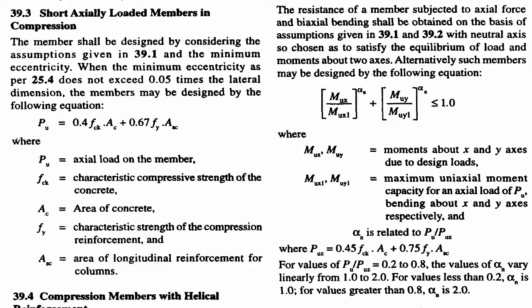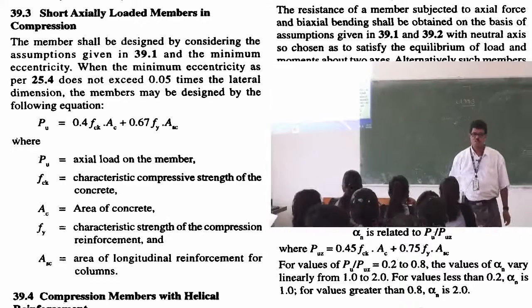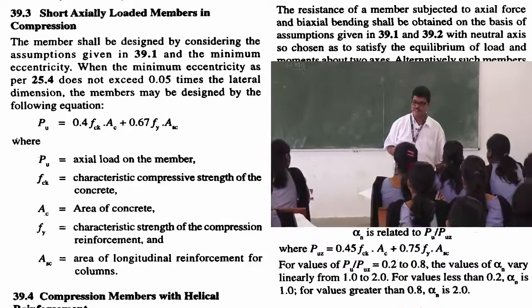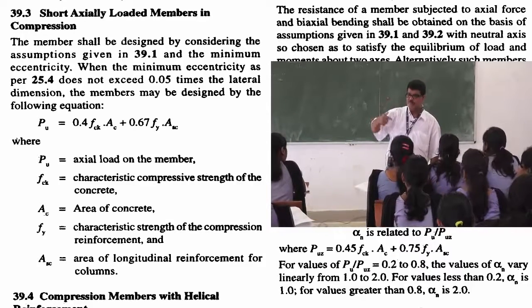Short axially loaded members in compression. The members shall be designed by considering the assumptions in clause 39.1 and the minimum eccentricity. When minimum eccentricity as per 25.4 does not exceed 0.05 times the lateral dimension, the member may be designed by the following equation.